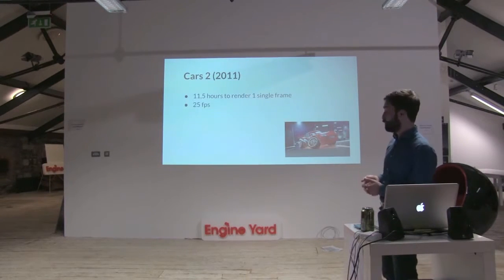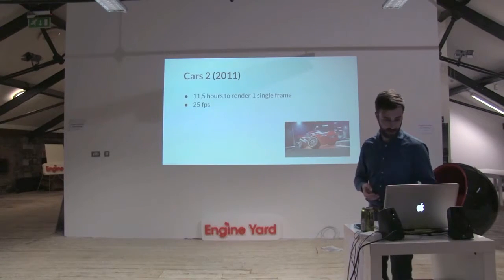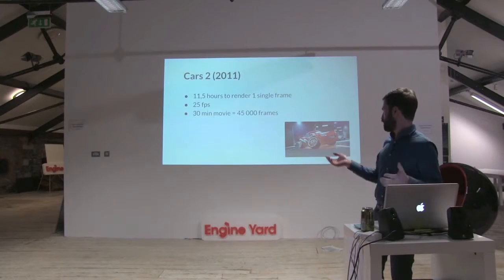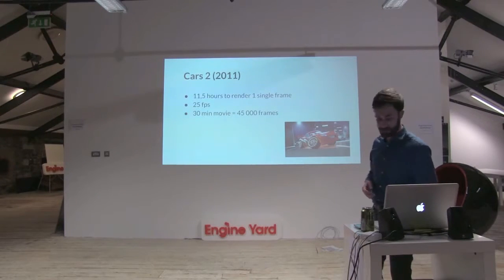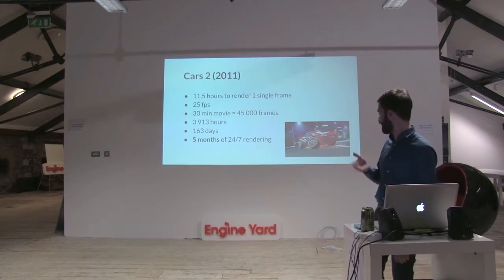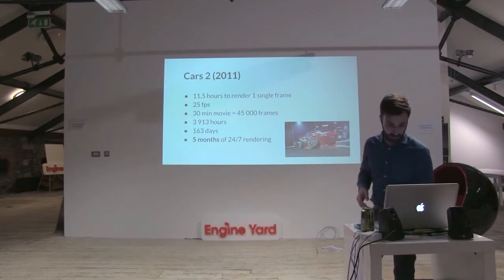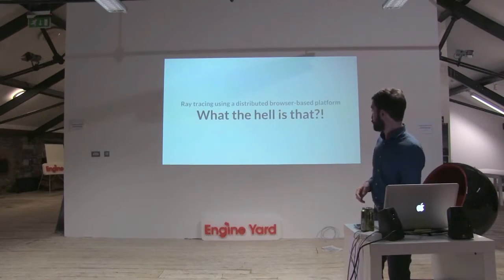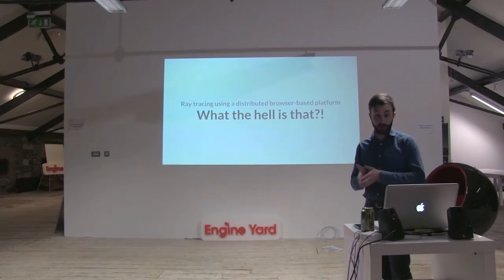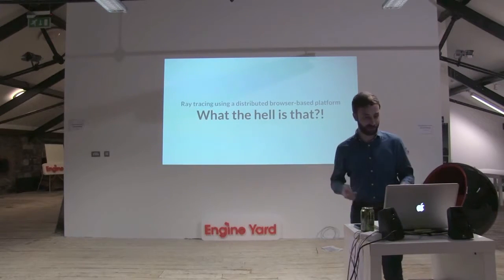Basically, that means that if we count 25 frames per second, which is kind of the average for a normal movie, a 30-minute movie would be 45,000 frames, meaning a lot of hours, a lot of days, basically 5 months of 24/7 rendering, which is amazing, and just for a 30-minute movie. So, one approach to solve that problem could be ray tracing using a distributed browser-based platform. But what the hell does that mean, right?